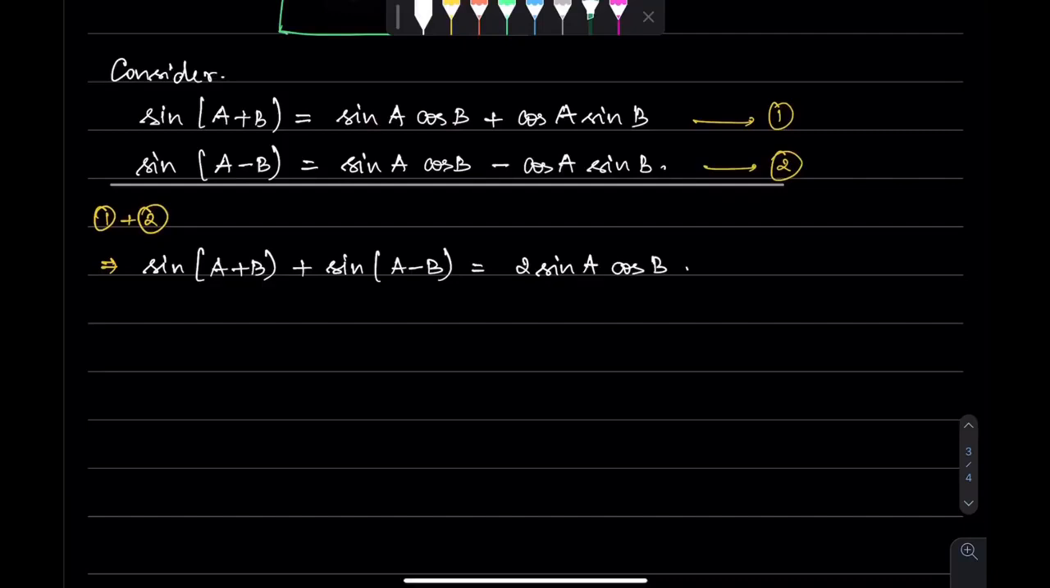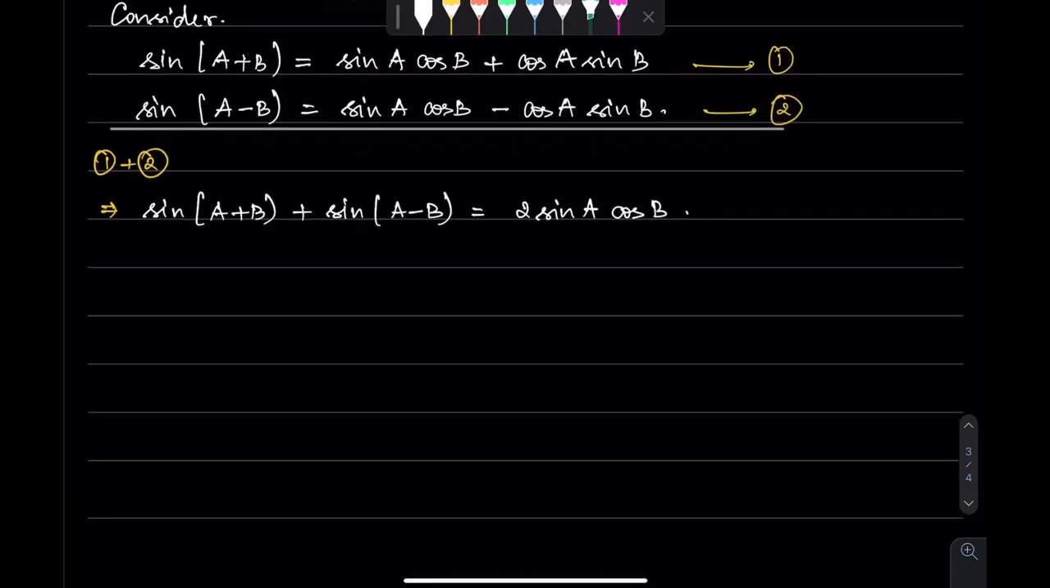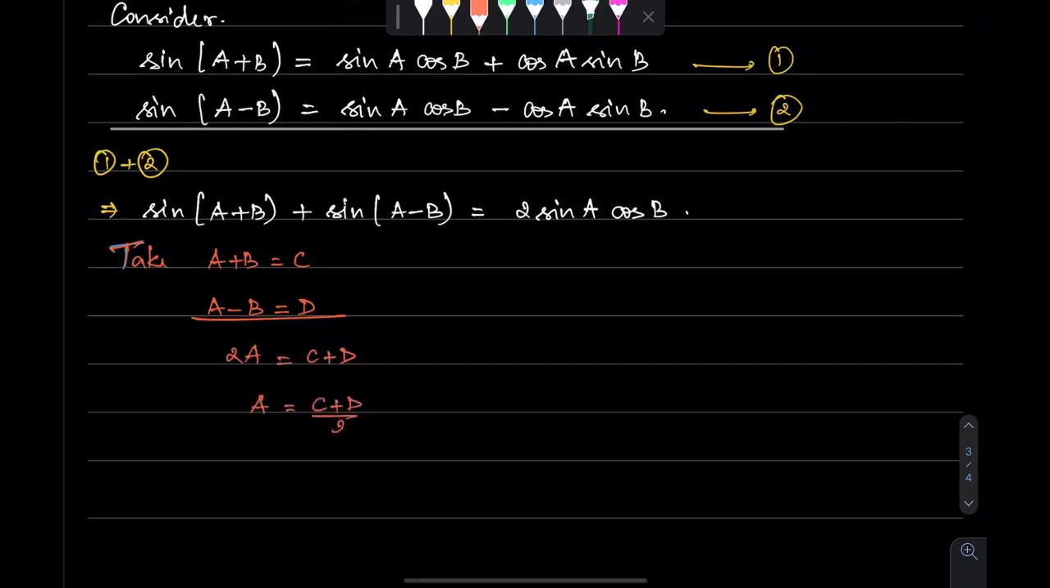Now it's very interesting. I'm going to take A plus B as your C and A minus B as your D. You solve these 2. What is your A from this equation? If I take it like this, what is your 2A? 2A will become C plus D. And what is your A? A is exactly C plus D by 2. Okay. And what do I get for B? B is exactly C minus D by 2.